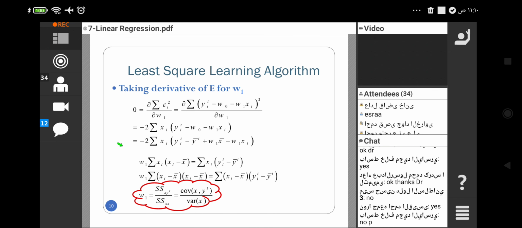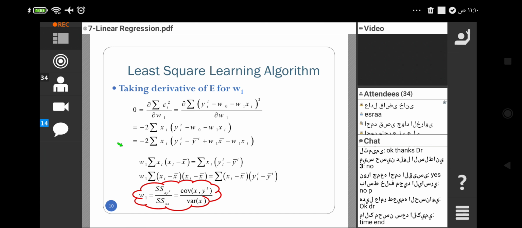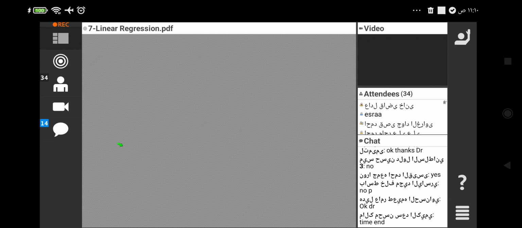So we have different learning algorithms. All of these algorithms have different strategies for getting the best parameters. Some of them are based on mathematics. Some of them are based on algorithms like gradient descent. The least square is based on mathematics.